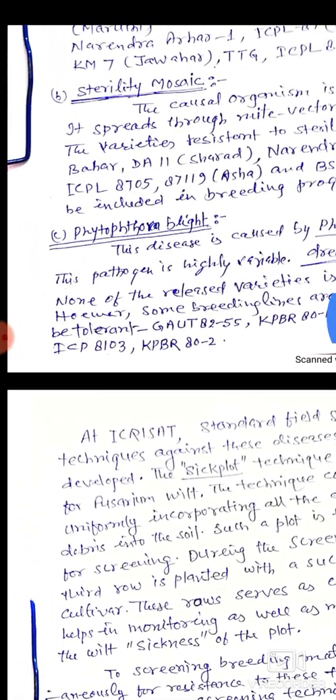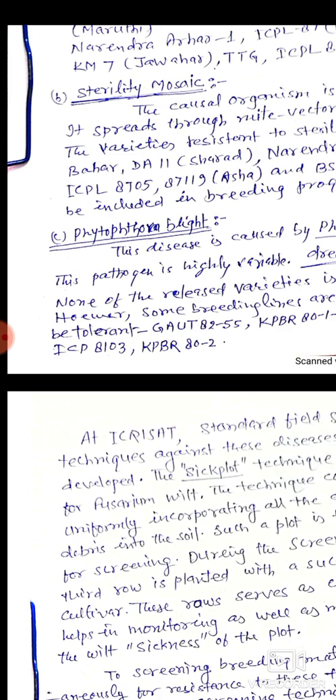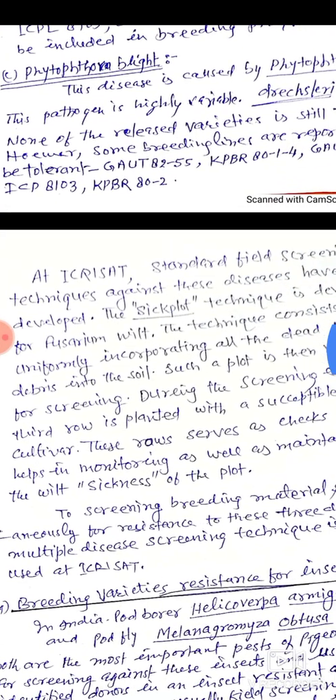At ICRISAT, standard field screening techniques against these three important diseases have been developed. The sick plot technique is developed for fusarium wilt. The technique consists of uniformly incorporating all dead plant debris into the soil. Such a plot is then ready for screening. During the screening, every third row is planted with a susceptible cultivar. These rows serve as checks and help in monitoring as well as maintaining the wilt sickness of the plot. To screen breeding material simultaneously for resistance to these three diseases, a multiple disease screening technique is used at ICRISAT.